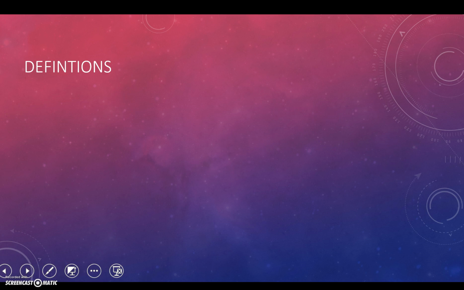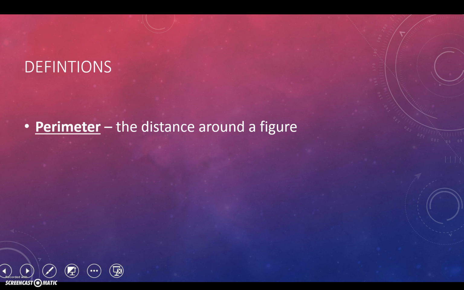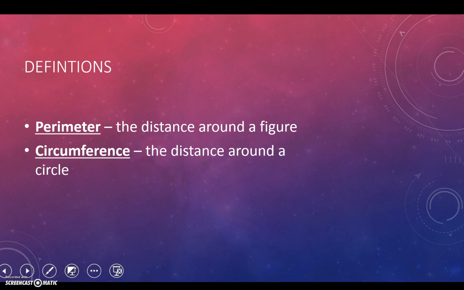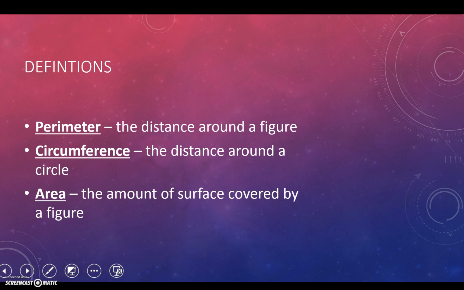So let's look at some key definitions. The first is, what is perimeter and circumference? Perimeter is the distance around a figure, while circumference is the distance around a circle. So perimeter is for our figures or our polygons, and circumference is specific to a circle. And then the area is the amount of surface that is covered by a figure.